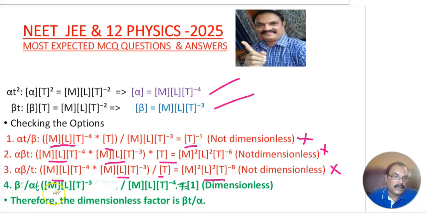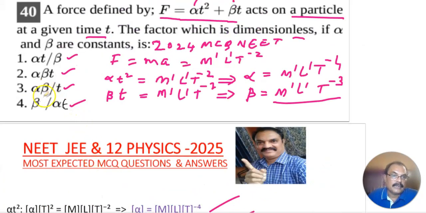Let us go to beta divided by alpha t. The beta value is written, divided by the alpha value, and time T1. So what will you get here? T minus 3, then M1 and M1 cancel, L1 cancels, T minus 3 and T minus 3 cancel, and you will get the answer 1. So it is a dimensionless quantity. The option will be the fourth one. So which is correct? The fourth one is correct.